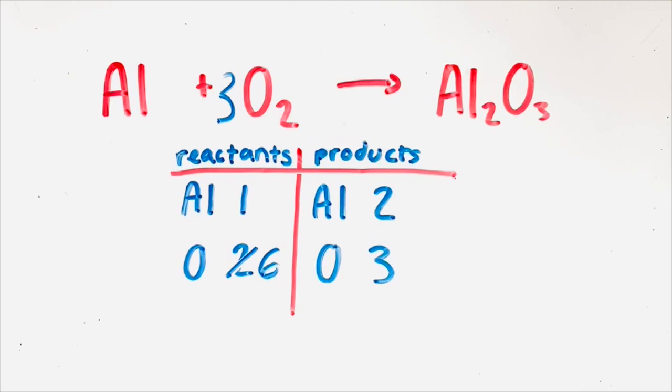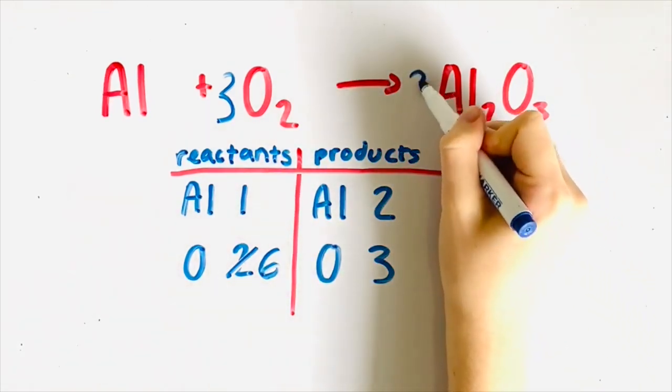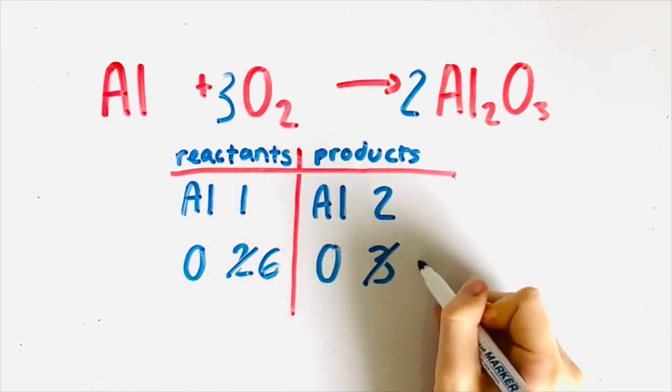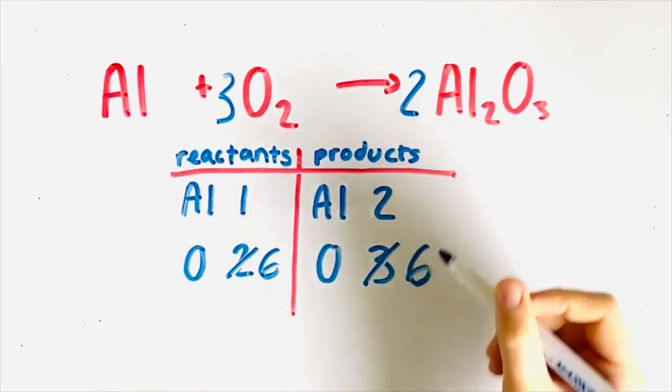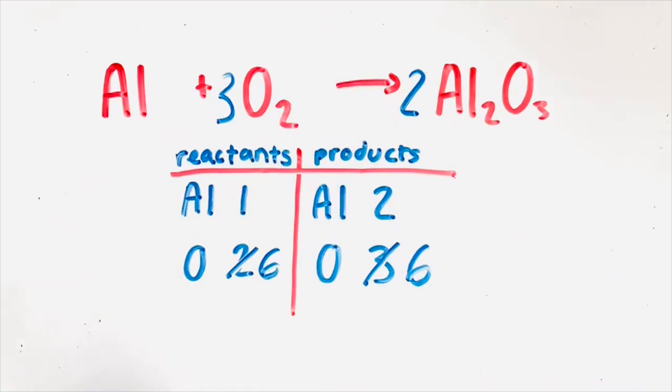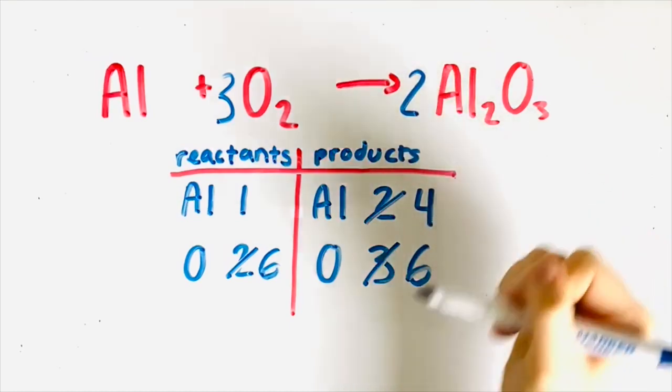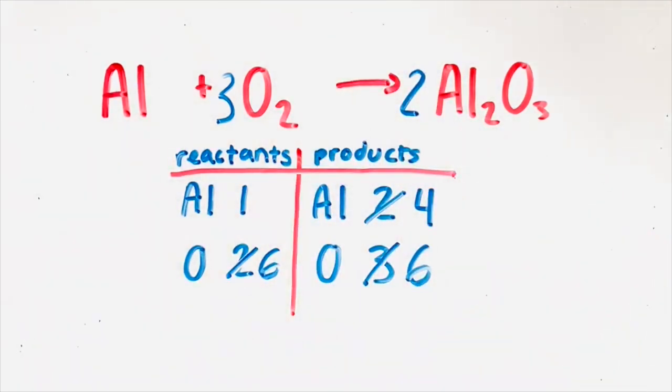Next, you would write a coefficient of 2 in front of the entire Al2O3 compound. This would not only give you 6 oxygen atoms because 2 times 3 is 6, but it would also give you 4 aluminum atoms because 2 acts as the coefficient of aluminum as well, and 2 times 2 is 4. You would cross out the 3 in the table and write a 6. Now there are 6 oxygen atoms on both sides. You would also cross out the 2 next to the aluminum atom on the product side and write out a 4. The only thing left to balance is the aluminum on the reactant side.